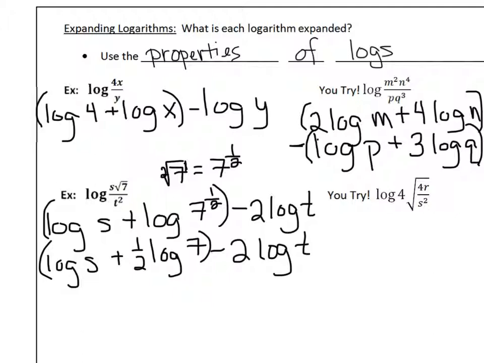The biggest thing to remember on this one is that that is 4 times the square root of 4r over s squared. It's not the fourth root. That 4 is being multiplied. So go ahead and give this one a try. I know it's a little hard. Do your best on it, and then we'll check it in just a second. So unpause the video when you're ready to check the answer to the last one you try for today.